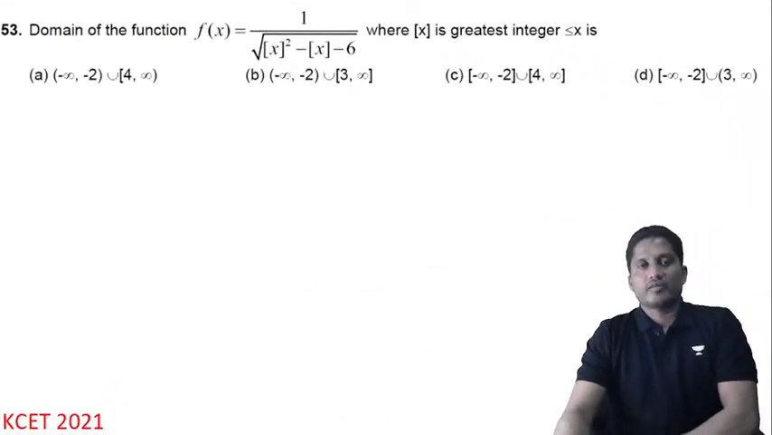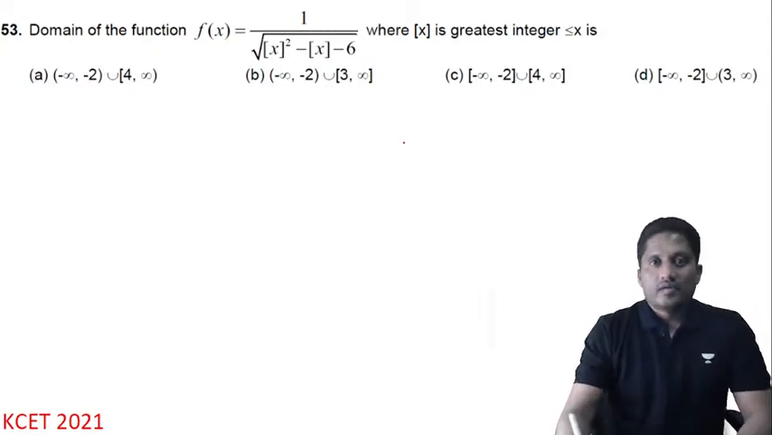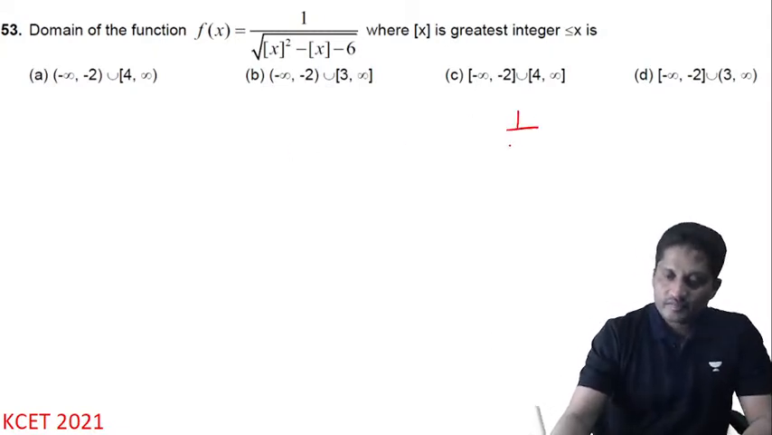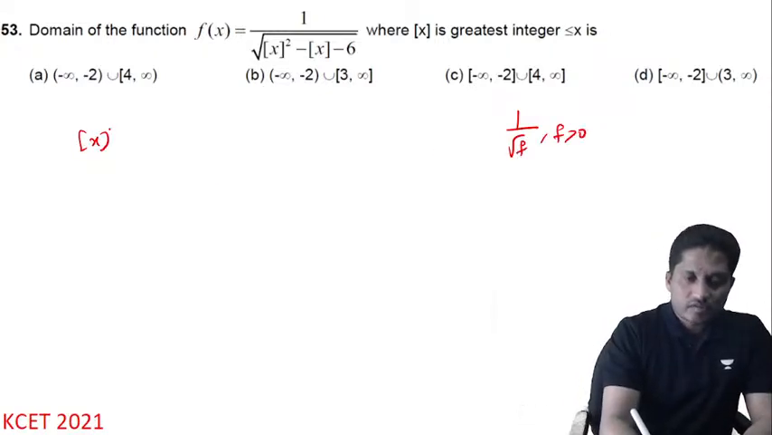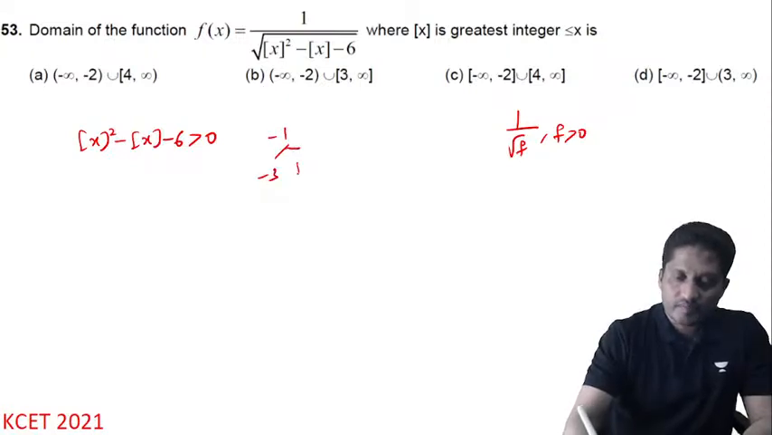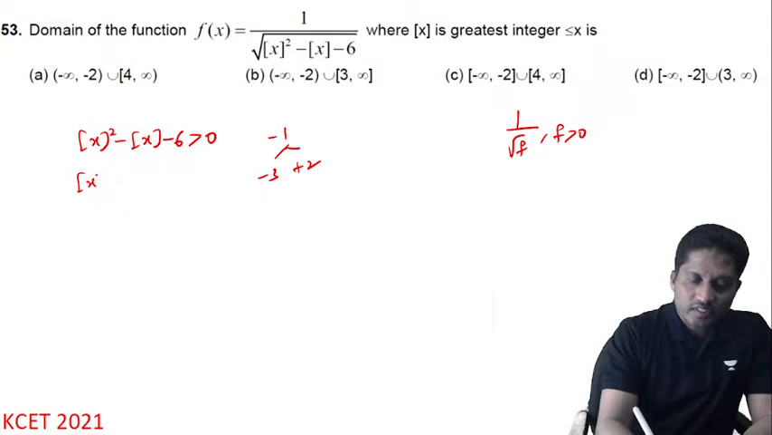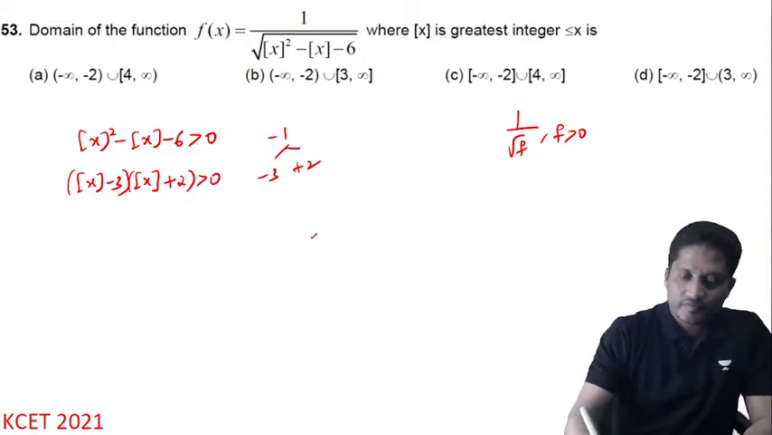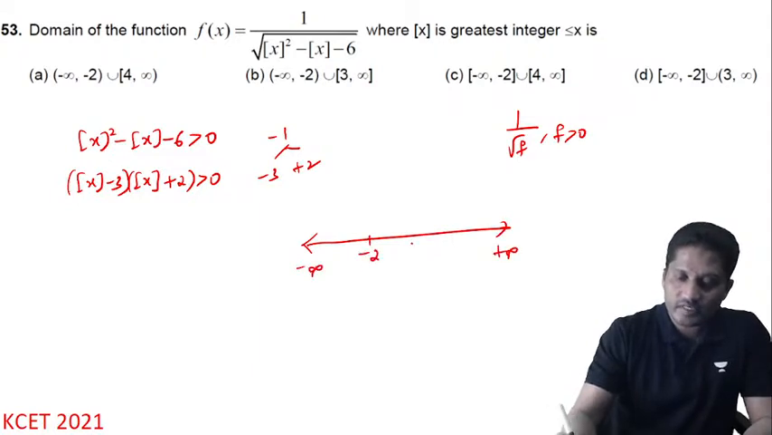Okay, question number 53. What's the domain of this? See, 1 by root f is defined only when f is strictly greater than 0. So box x the whole square minus box x minus 6 should be positive. If I split the middle term, minus 3 plus 2, that is box x minus 3 into box x plus 2 is strictly greater than 0. If I draw the wavy curve, minus infinity to plus infinity, fix the roots in increasing order, minus 2 and plus 3, plus, minus and plus.